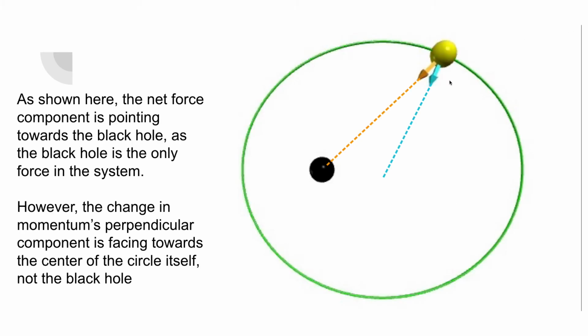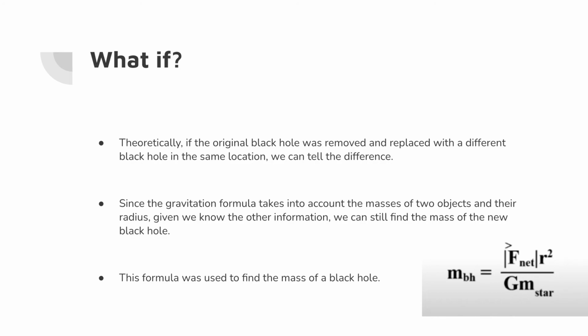I took this diagram that I made, which is just a screenshot of the end of the program, and then I added arrows pointing where each thing was pointing. The orange arrow is pointing toward the black hole, which is just the net force, and then the blue component is the perpendicular component and is facing toward the center of the circle, not the black hole, which is why that can explain how the net force isn't necessarily equal to the change in momentum in this example.